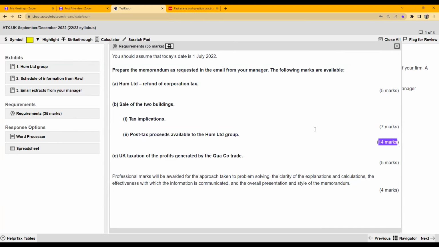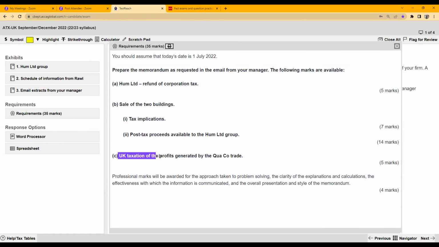So by looking at the marking scheme, you can easily plan that multiple things are required to perform in part B2 of the question, because the requirement is mainly for 14 marks. So multiple aspects are to be considered while attempting this part.